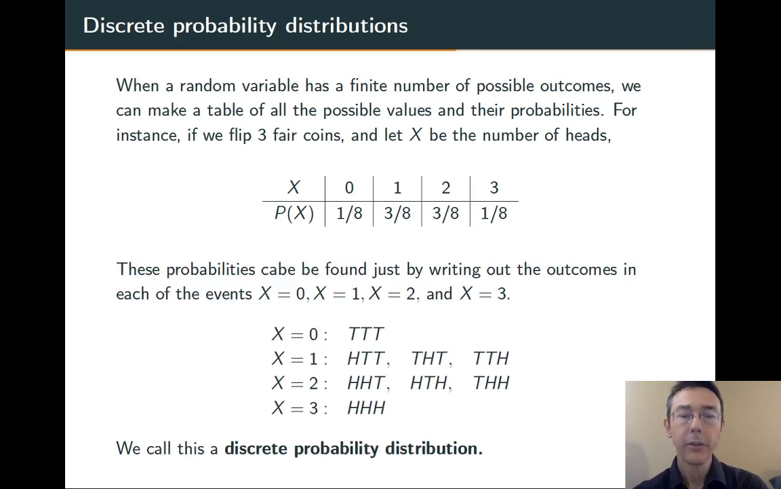Hey, by the way, here's how I came up with those numbers. I just listed all the different possible outcomes when I flip a coin 3 times. And then I said how many of those 8 possible outcomes fall into the category where I have 0 heads, how many fall into the category where I have 1 head, and so on. So 8 total outcomes, and then 1 possible way of getting no heads, so a 1 in 8 chance there, and so on. Again, this table that I have at the top half of the slide is called a discrete probability distribution.